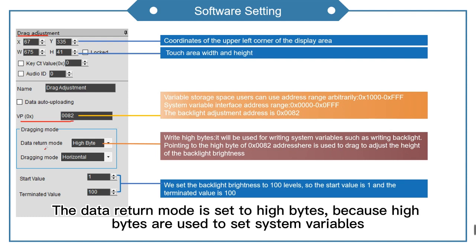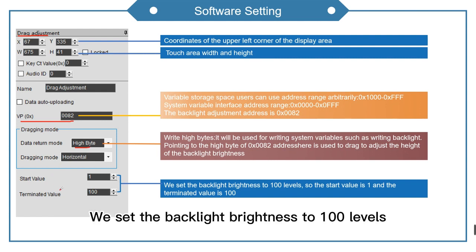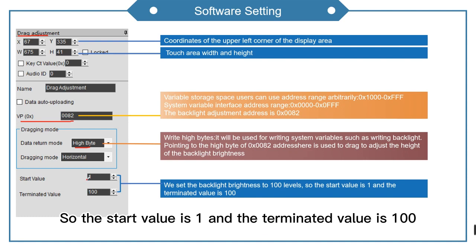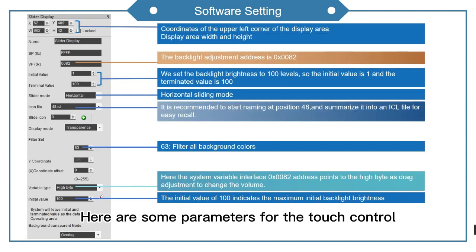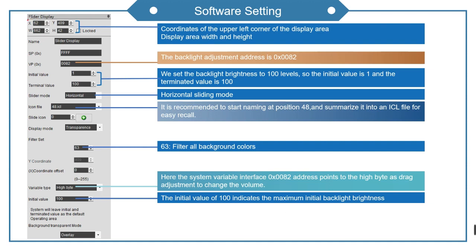The data return mode is set to high bytes because high bytes are used to set system variables. We set the backlight brightness to 100 levels, so the start value is 1 and the terminated value is 100. Here are some parameters for the touch control, sliding display.